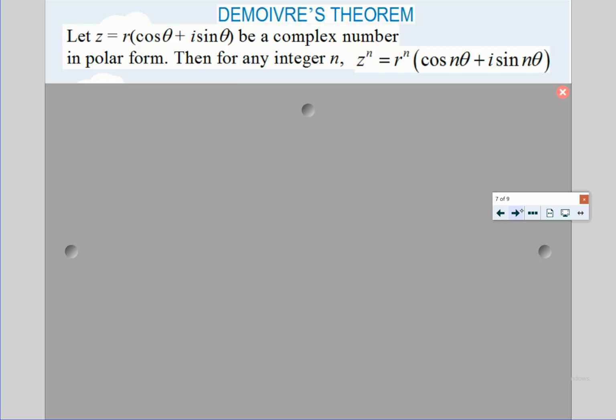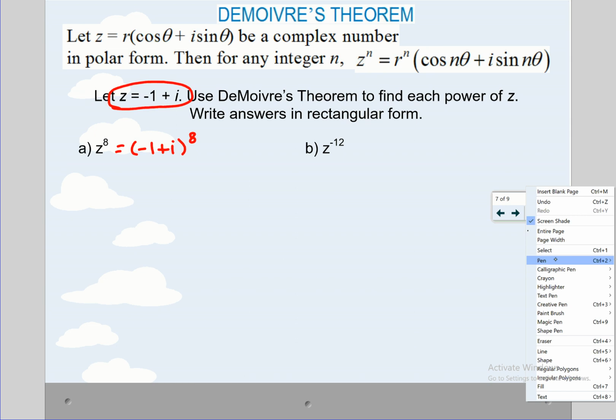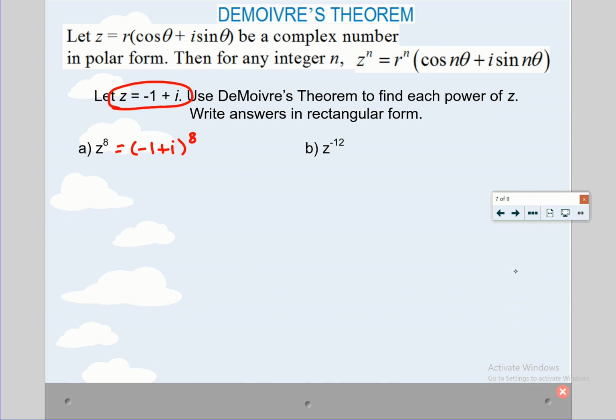So let's do an example at the bottom here. We have the complex number -1 plus i. We're going to use de Moivre's theorem to take it to the 8th power and to the -12th power. The first problem is taking -1 plus i to the 8th power. By hand, you're FOILing that out 8 times. With de Moivre's theorem, he says, okay, find r and theta first. Put it in polar form.